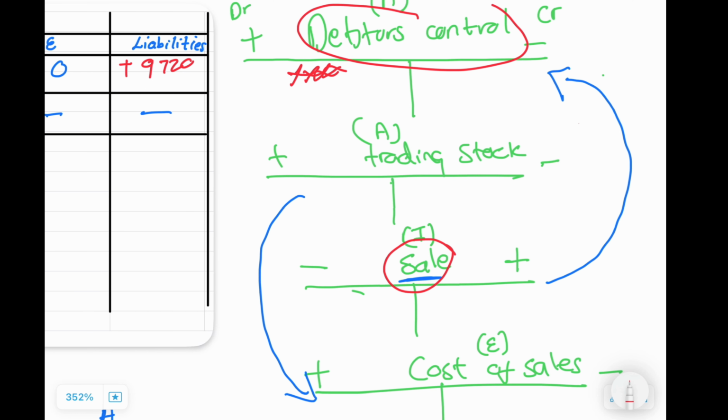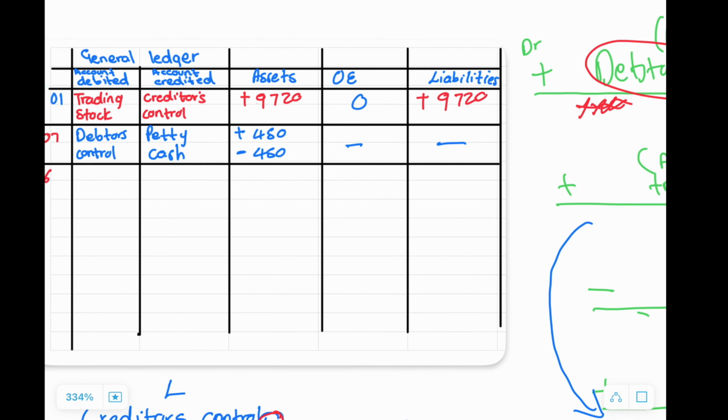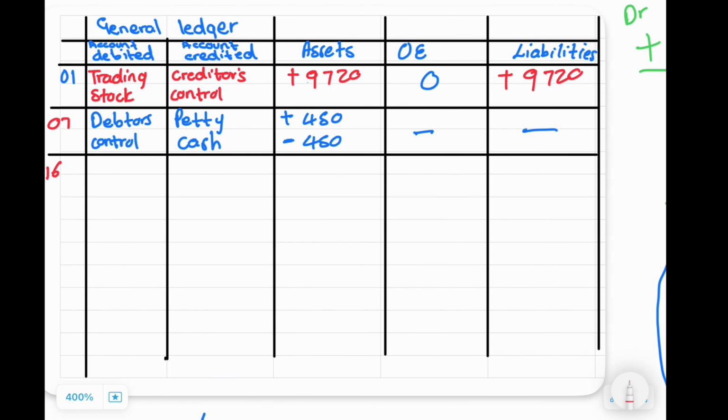Okay, and then the sale account, sorry, will be credited because why? We made a sale, meaning our sales have increased. So in our general ledger, the account to be debited will be debtors control, and the account to be credited will be the sale account. So debtors control, we said it's an asset account, meaning our assets or our debtors are increasing by 4,500. And then the sale account is an owner's equity account, or it affects owner's equity.